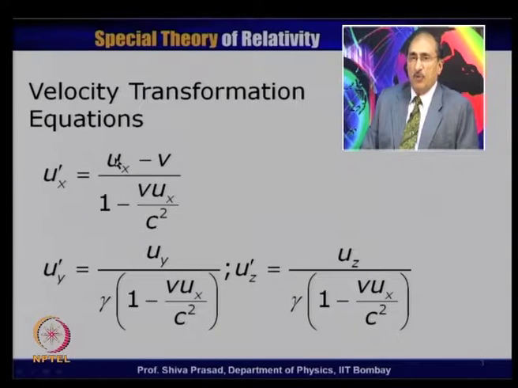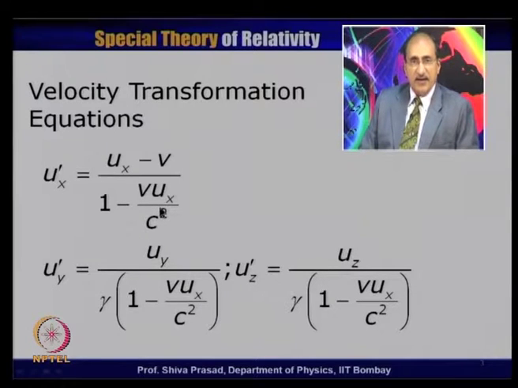Ux is the velocity of a particular particle, which need not be constant. It is the x component of the velocity of the particle. We are supposed to know Ux; Uy is the y component of the velocity of the particle as measured in the S frame, and Uz is the z component as measured in the S frame. Then the velocity of the same particle measured in the S prime frame of reference, the components will be given by: the x component by this equation, the y component by this equation, and the z component by this equation.